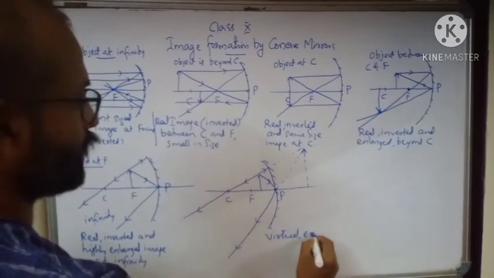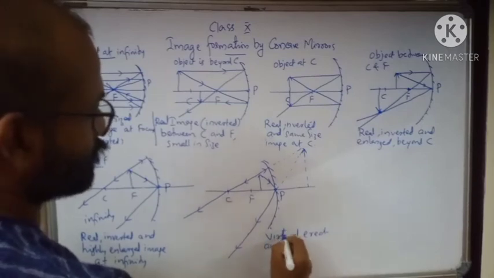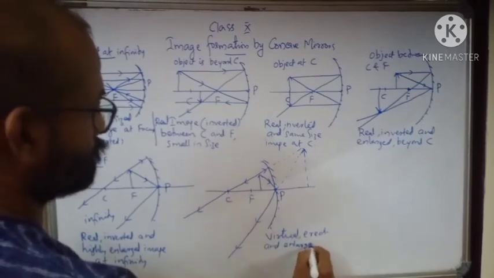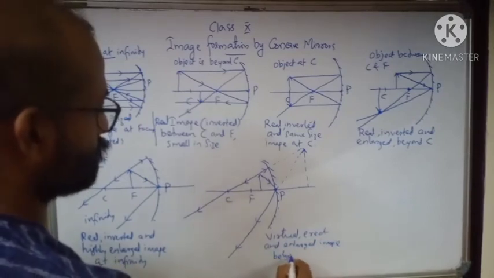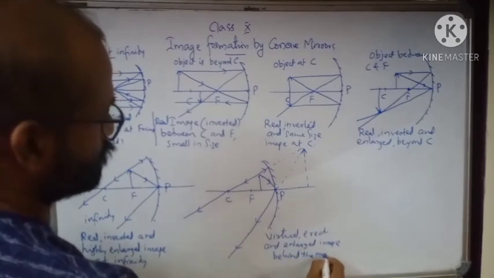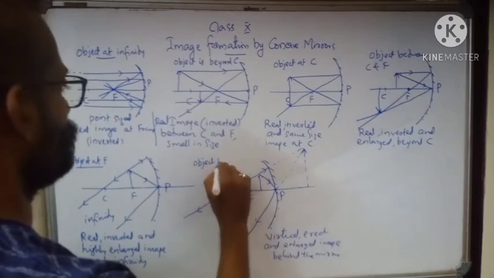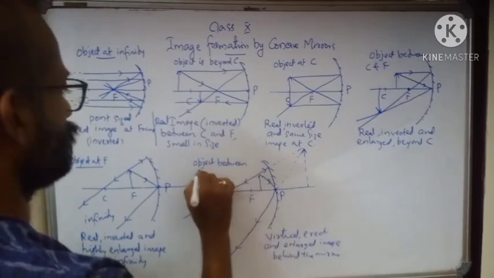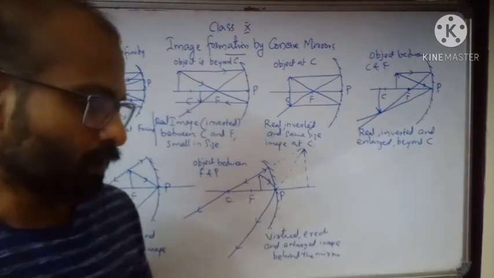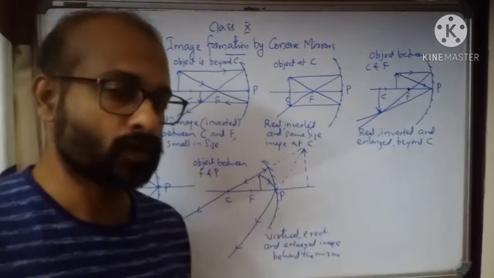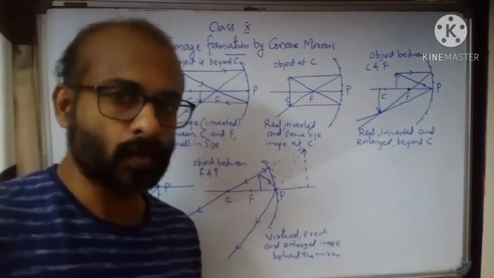Then virtual always will be erect image and enlarged. Virtual, erect and enlarged image. Behind the mirror we can obtain. That's the position of the image, behind the mirror. Whereas the object, we can say object between focus and pole, F and P. We have got a virtual image which is enlarged and it is behind the mirror, virtual, erect and enlarged. So we have got different types of images formed by a concave mirror.